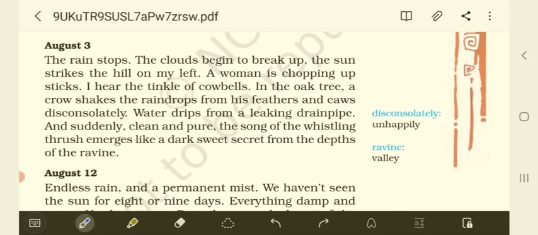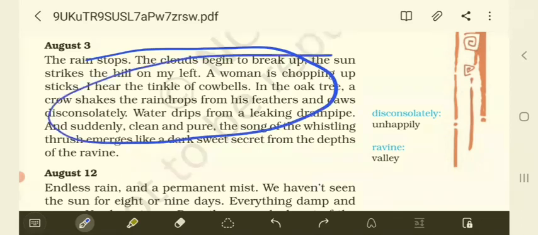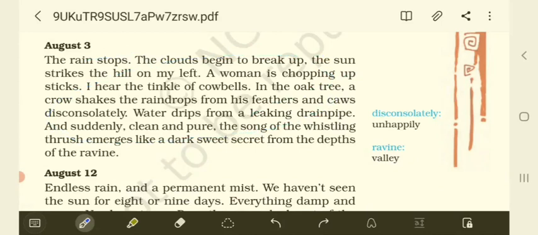He says, I hear the tinkle of cowbells, meaning people have started taking their cows for grazing. In the oak tree, a crow shakes the raindrops from his feathers and caws disconsolately. So the crow is cawing unhappily. Water drips from a leaking drain pipe, and suddenly, clean and pure, the song of the whistling thrush emerges like a dark, sweet secret from the depth of the ravine. So now the rain has stopped and people are trying to get back to what is normal for them. The sun is also seen shining.